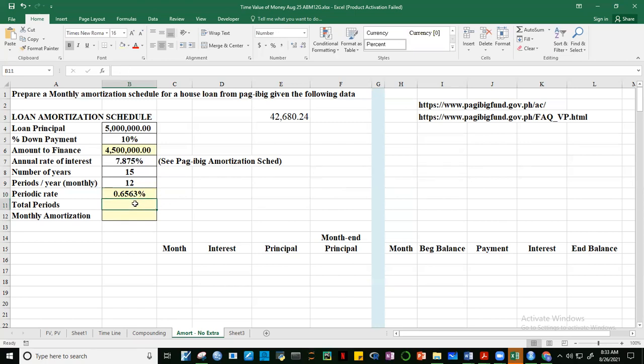Okay, total periods, guys, ilan yung total periods natin? Kung ang rate natin is monthly, dapat ang total periods din natin is month. No? Ilang number of months. So that will be equal to 15 years times 12. Okay, 180 periods, 180 months.